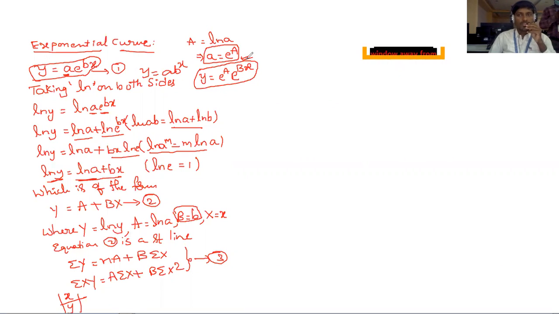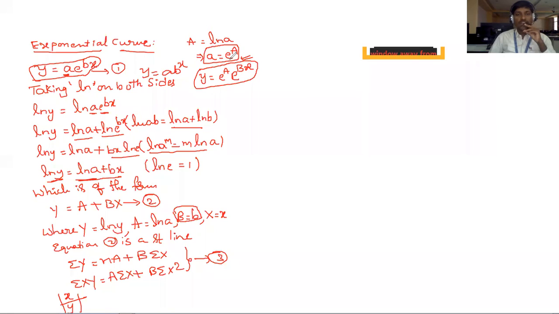Okay, so in your calculator the ln button is there. Press the shift button and then ln, and you will get e power. Next, capital A is already calculated and capital B you already calculated. We just need to substitute that capital A here and then we'll get the value of small a. And next, capital B is nothing but small b, so no need to calculate again.